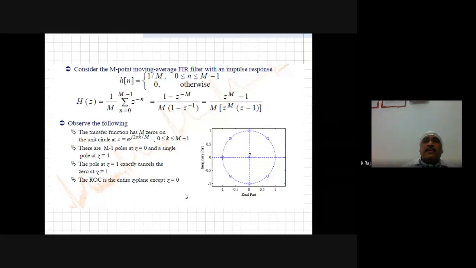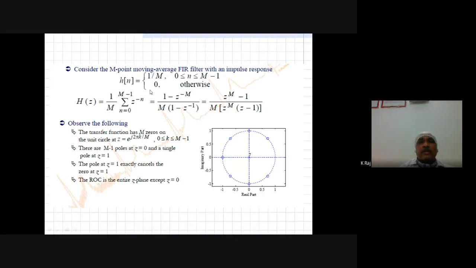Now we consider here the M point moving average filter. We are just trying the different characteristics of the FIR filter. In order to elaborate each and every characteristic of the FIR filter, we are just trying to cover some properties of the FIR filter through the examples here.